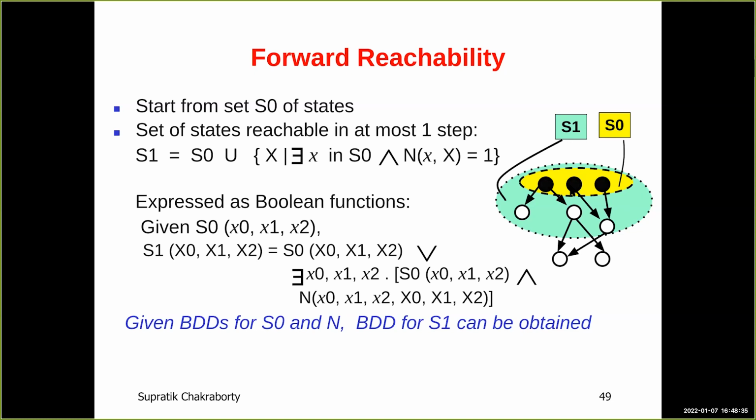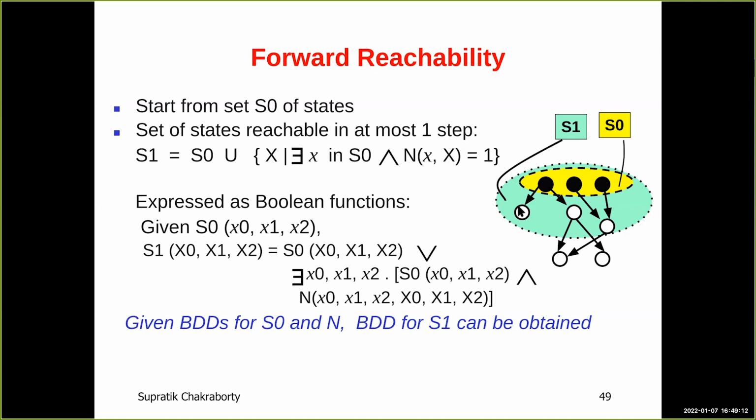So of course, whatever is in S0 can definitely be reached within at most one step. So it is definitely the whole of S0 union all those states, all the capital X's, such that there exists a small x in S0, there exists a present state in S0, and the next state transition relation between that small x and that capital X is 1. Whenever I have this, I can put that capital X, whatever value it would have, in the set of states that I can reach from S0 within one step.